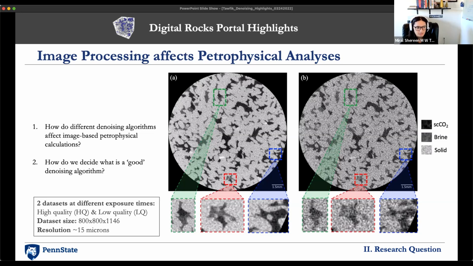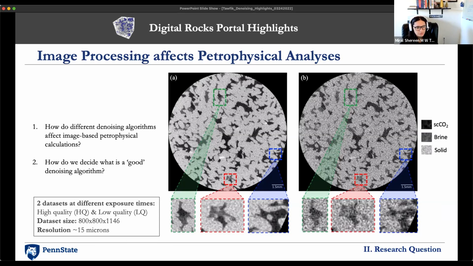The first data set, marked here as A, is a high exposure or high quality data set, which we take as a clean reference or baseline. And on the right, we have a lower quality or noisier version of the same data set, which was achieved by having a lower exposure time or conducting a faster scan.